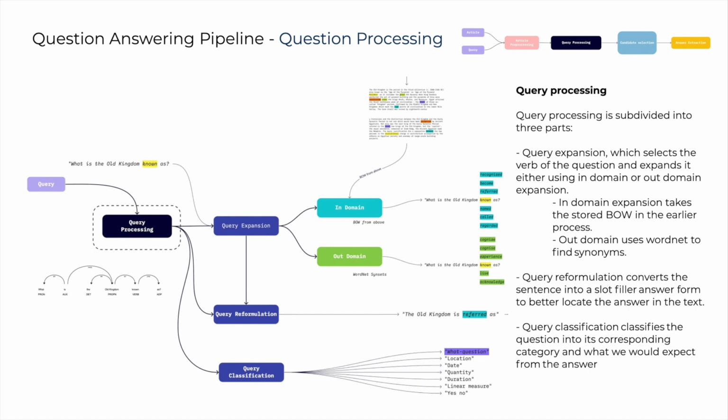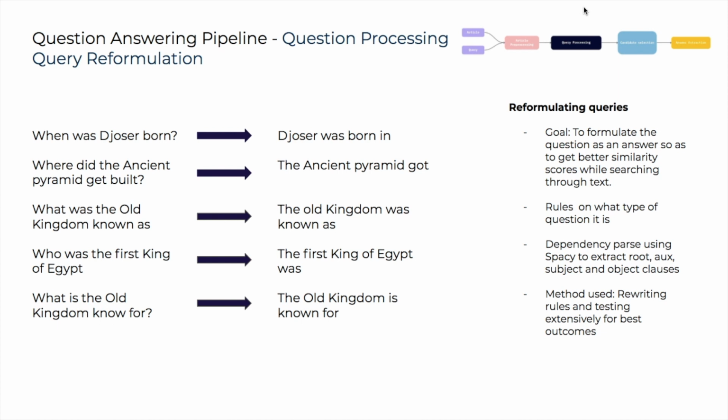Query expansion searches into two spaces, in-domain and out-domain. The in-domain is a novel approach that uses a bag of words generated in the text processing step to collect an n number of most similar verbs to the verb of the query. The result is a list of n number of queries with n different verbs. The out-domain uses a similar procedure but uses synsets of WordNet instead. We ran some tests and they showed that using our in-domain approach finds the correct sentences with higher accuracy. The other components of question processing include query reformulation and query classification.